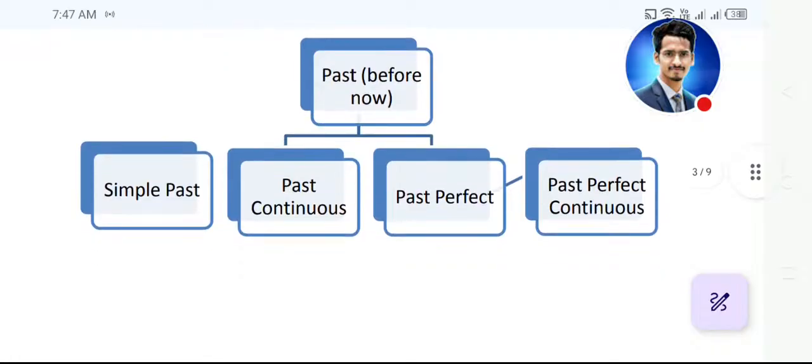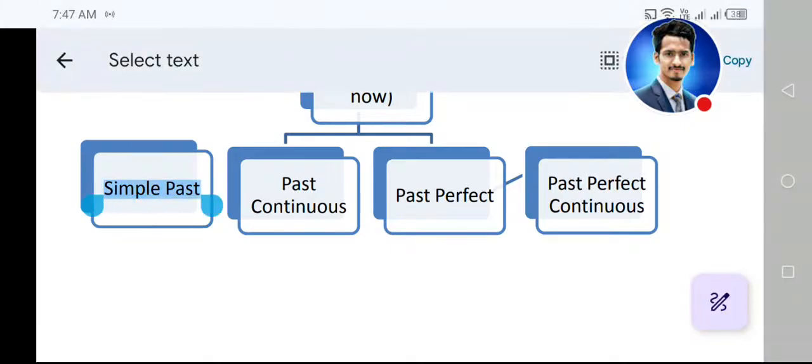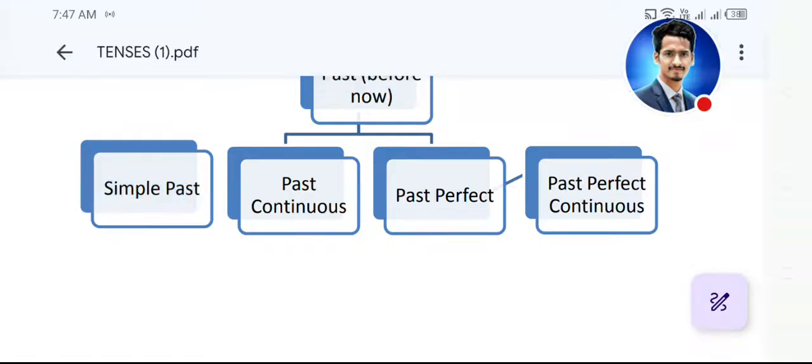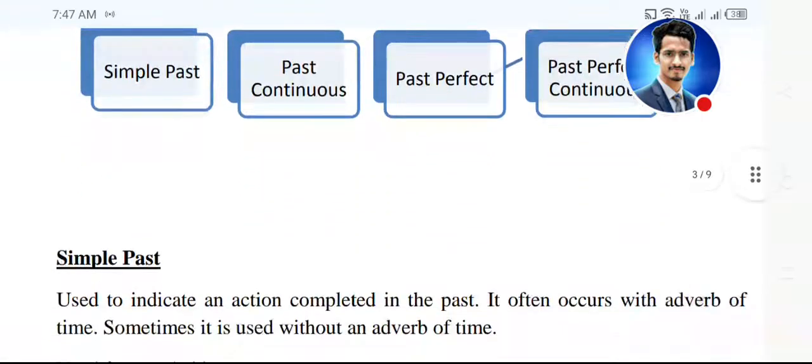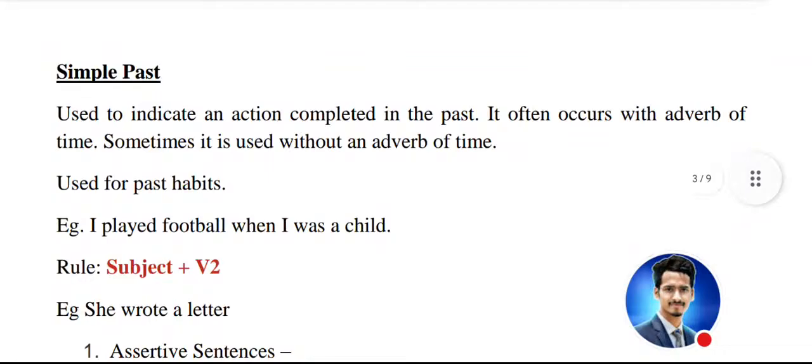The past sentences are four types, and present tense are four types, and future tense are four types. So let's see. Past indefinite, this is simple past, or another name, past indefinite. Next, past continuous, perfect, perfect continuous. So let's see what is past simple or past indefinite.